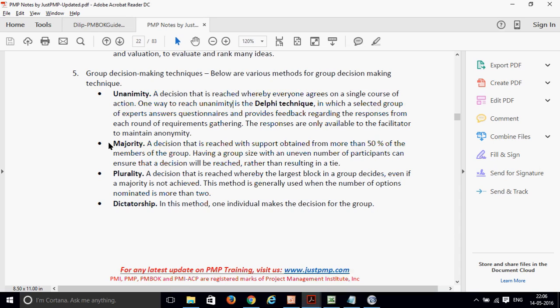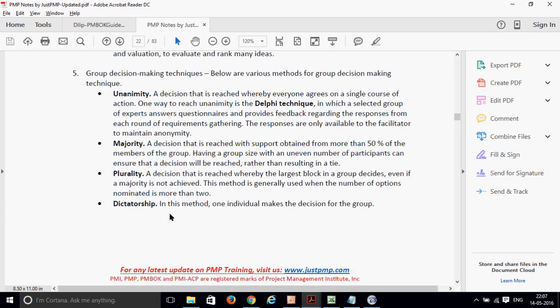A plurality is a decision reached whereby the largest block in the group decides, even if a majority is not reached. For example, 10 people are there and there are 3-4 ideas. Somebody says yes, somebody says no, somebody is neutral. The option with the largest number of votes will be accepted. That's why it is called a plurality.